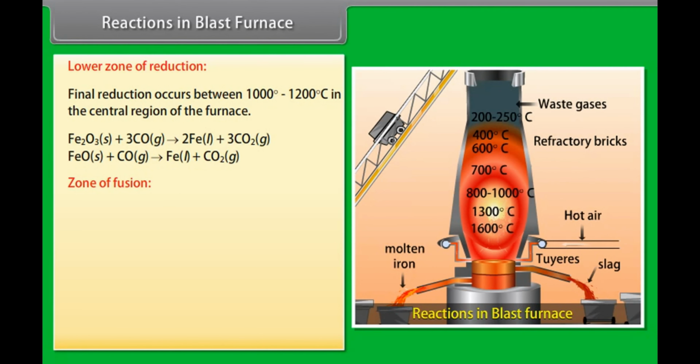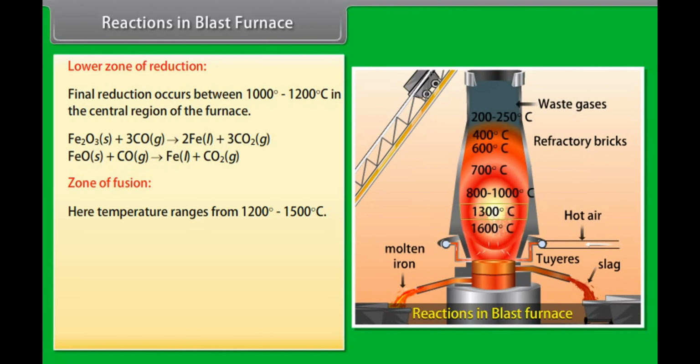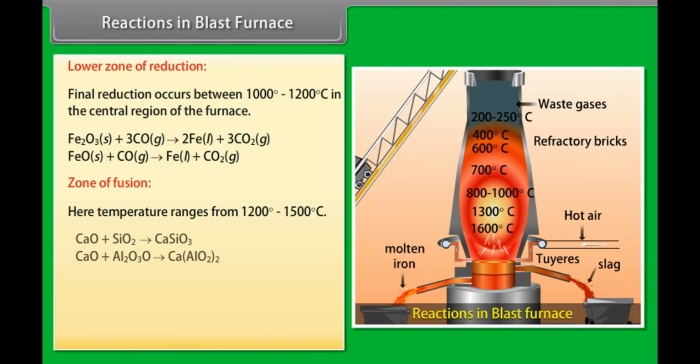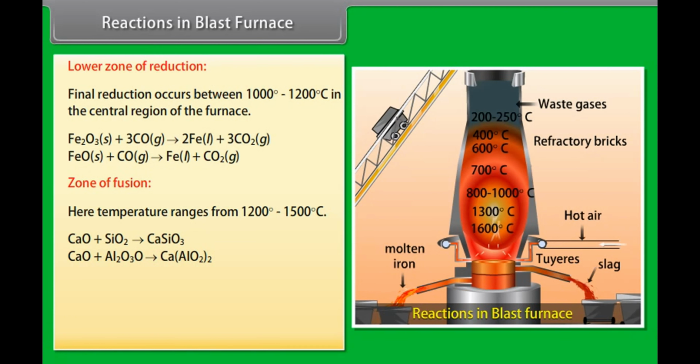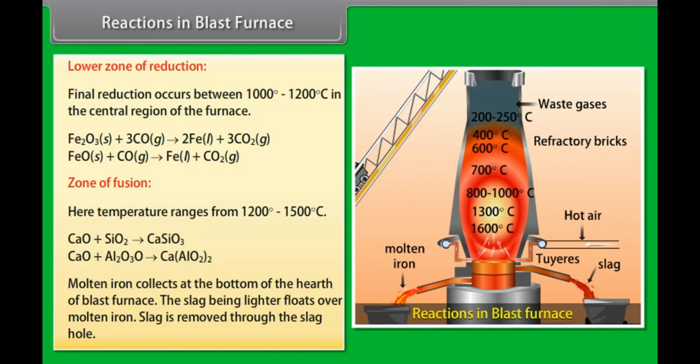Zone of fusion. Here, the temperature ranges from 1200 to 1500 degrees Celsius. Limestone decomposes into calcium oxide, which acts as a flux and combines with the impurities SiO2 and Al2O3 and removes them as slag. Molten iron collects at the bottom of the hearth of the blast furnace. The slag, being lighter, floats over molten iron. Slag is removed through the slag hole.